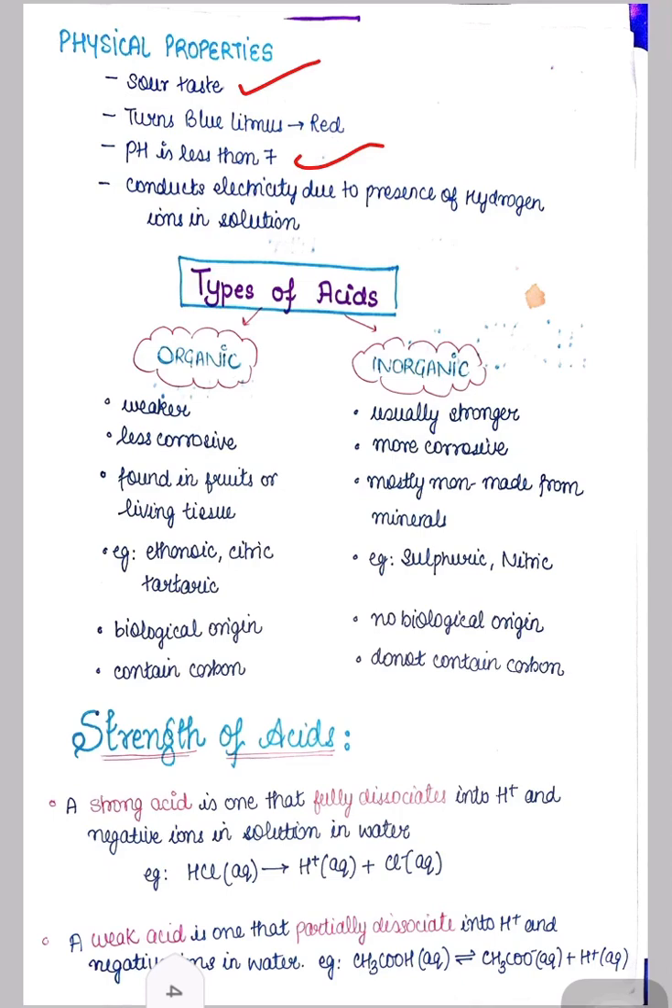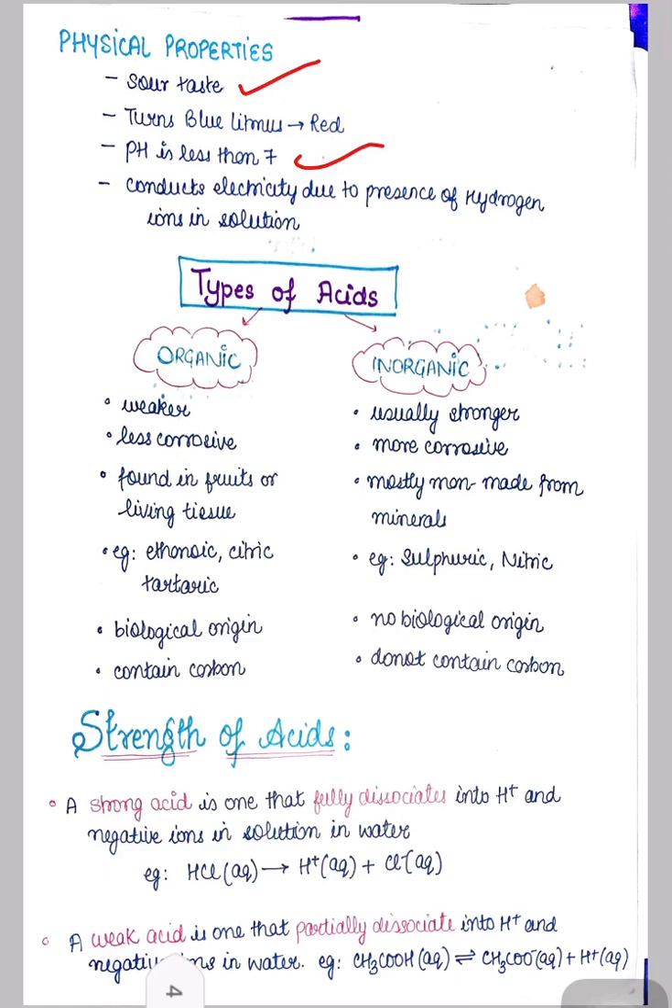So pH is just to categorize whether it is an acid or a base, and for acids pH is always less than 7. Next, we know that electricity is produced due to conduction of ions. So as we all know, acids ionize into ions in a solution, so they also conduct electricity.